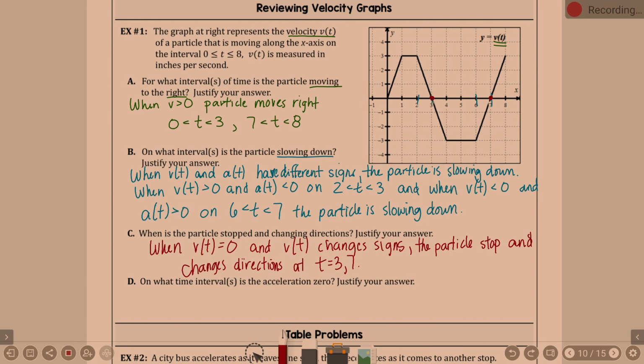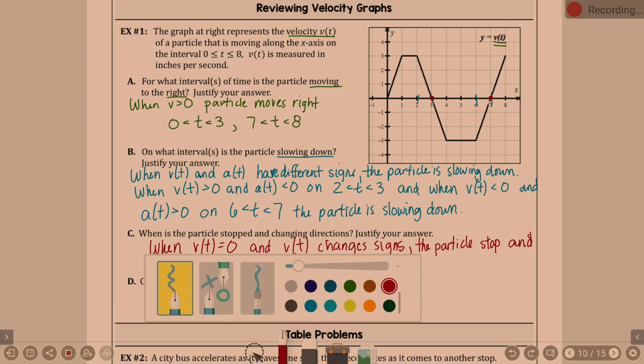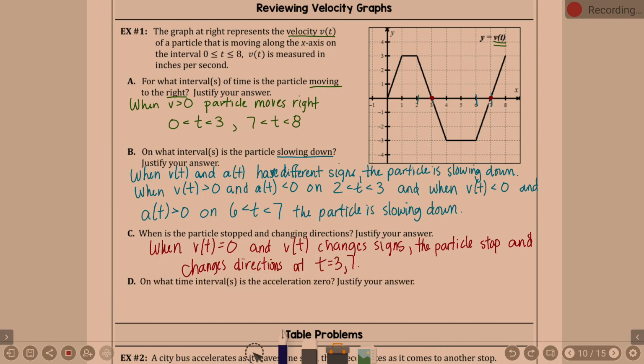Okay. One more on this one. What time interval is the acceleration 0? 1 to 2. Okay, and what has to be true there? The slope has to be 0. And you can also talk about the velocity having to be constant. I have both written in my notes: when the velocity is constant and a of t equals 0.